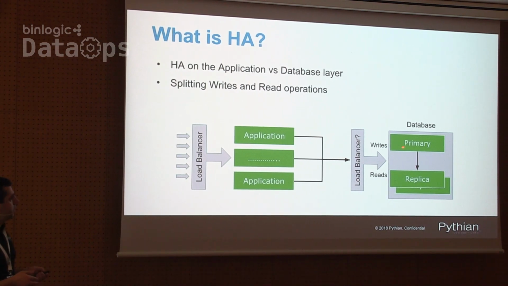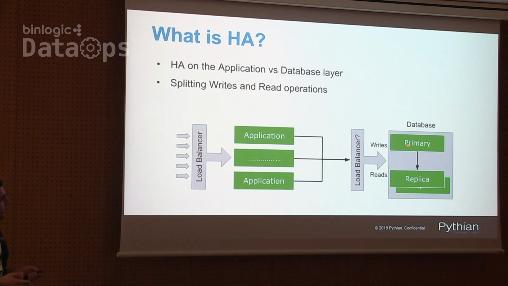But how about on the database side? Do you have a load balancer that will just send the traffic with round robin? Can you write to all of the nodes on the database? What is the primary? What is the node that accepts writes? Where do you send the reads? So on the database side, it looks more complicated.